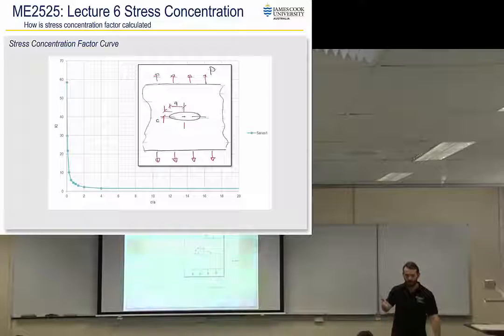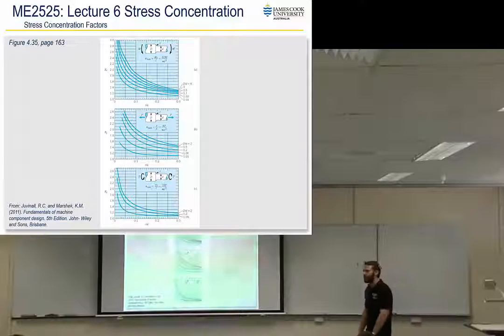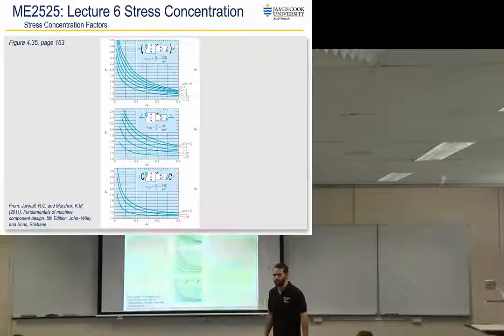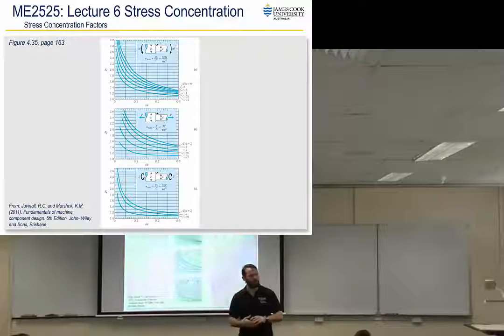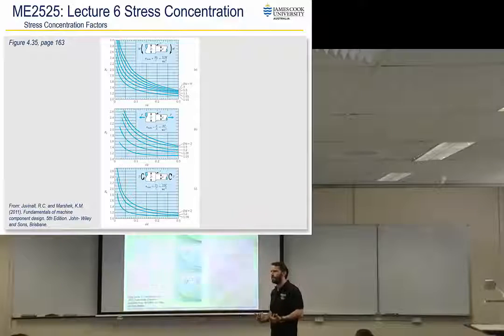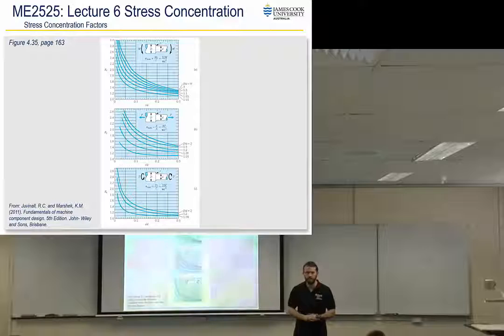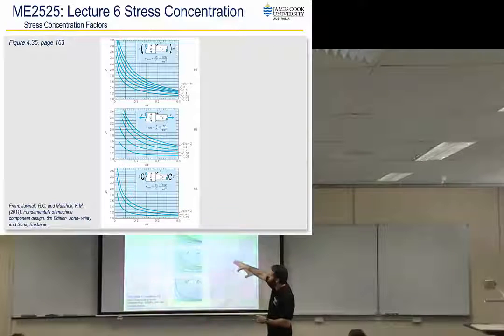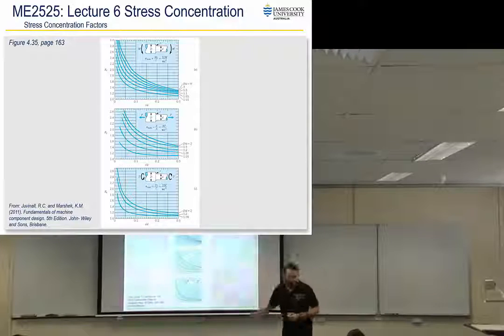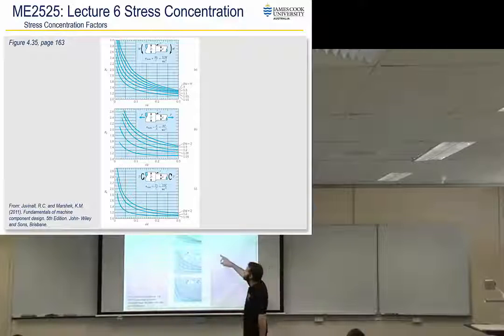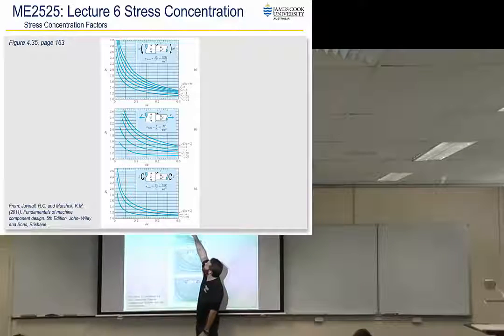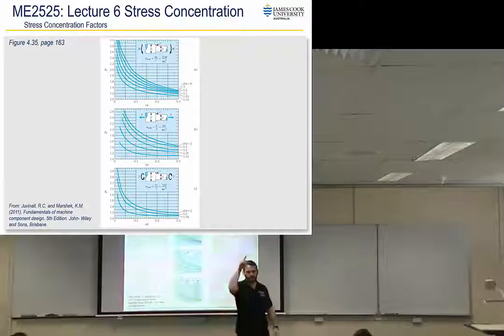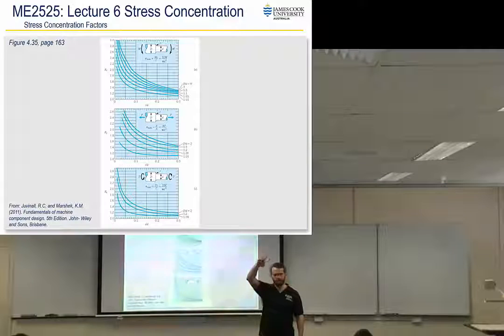Alright? And in your textbook, and the reason that I asked you to bring your textbooks today is because there's pages and pages and pages of them. Alright? So for all of these different types of geometry that we might want to analyse by hand, your textbook has pages of these stress concentration plots. Now this is page 163 in your textbook, that's the first one. And you can see that these ones are for a shaft with a step in it, and that step has some sort of a radius.